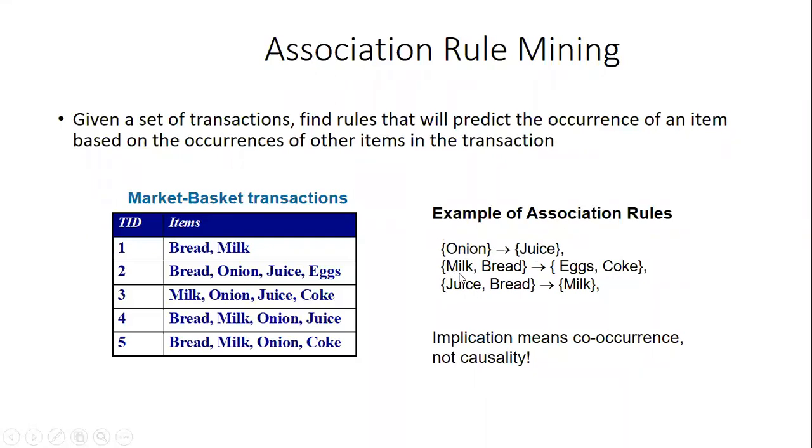So the customer who buys milk and bread tends to buy eggs and coke also. The customer who buys juice and bread also buys milk. This type of association among the items in a transaction is found by association rule mining. Here, one thing you remember: the implication means co-occurrence here, not causality.